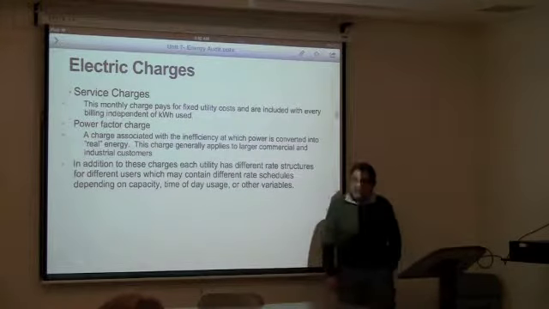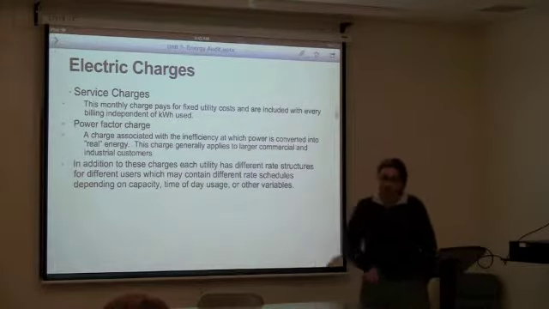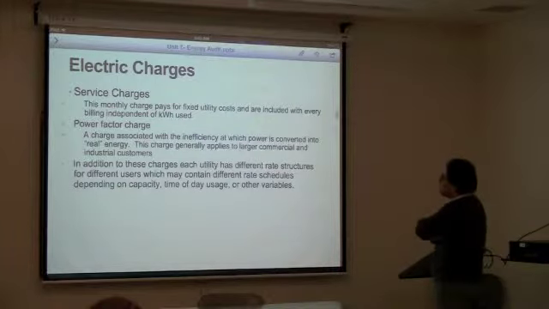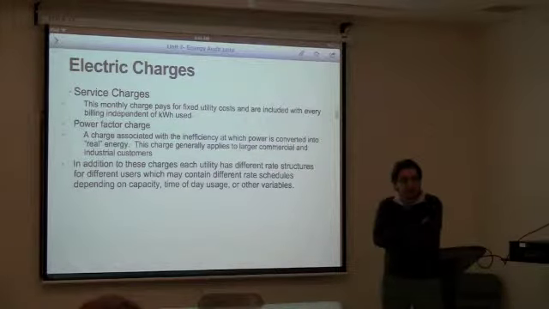So, when you look at your energy bill for electricity, there is a service charge. It's a constant service charge. It could include also the cost of the meters, because the main meter is owned by the electric company, basically. There is a power factor charge, because the power factor is associated with the inefficiency of the energy.